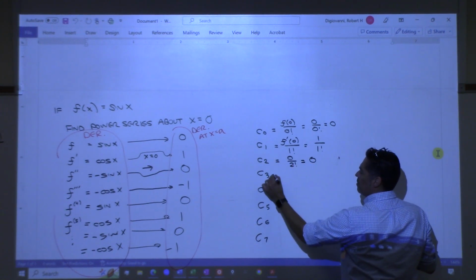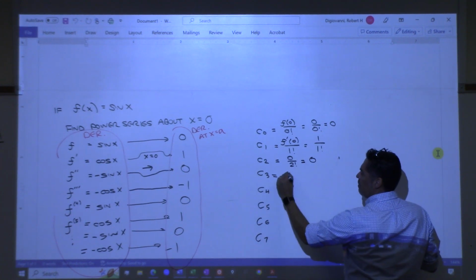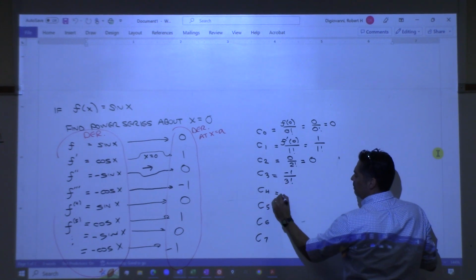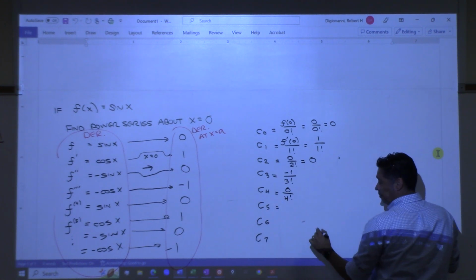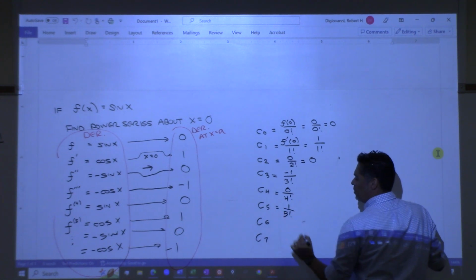The next one, what's C3? Negative 1 over 3 factorial. I'll just leave it. The fourth one is 0 over 4 factorial. And then the next one, 1 over 5 factorial.